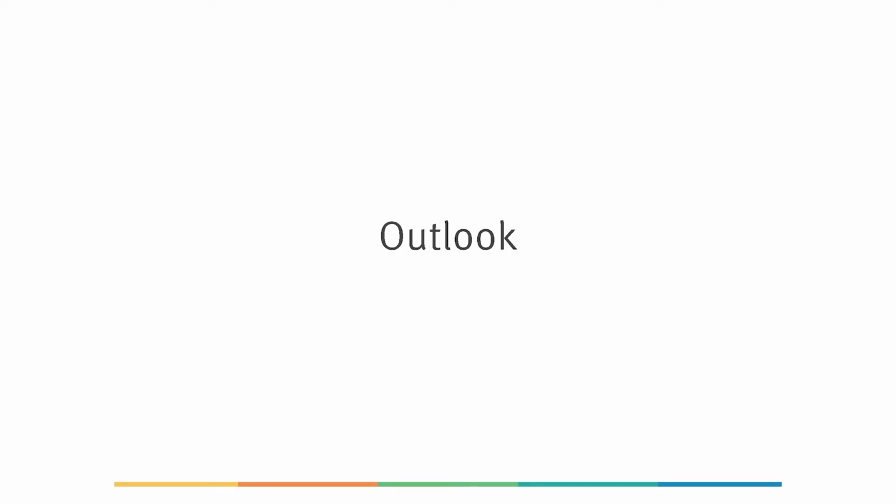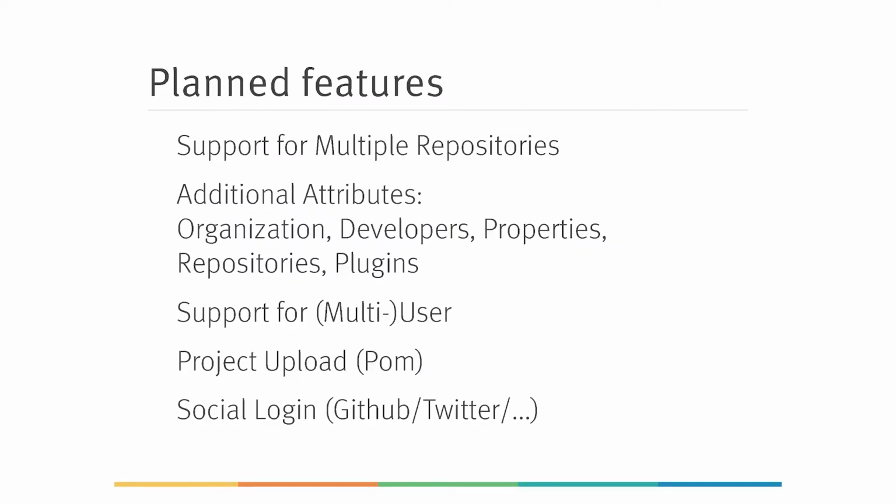The outlook is, we have some features we plan to achieve this year. The first one would be the support for multiple repositories. At the moment we are just using the global Maven repository, just because most of the stuff you're using in your daily work is in there.